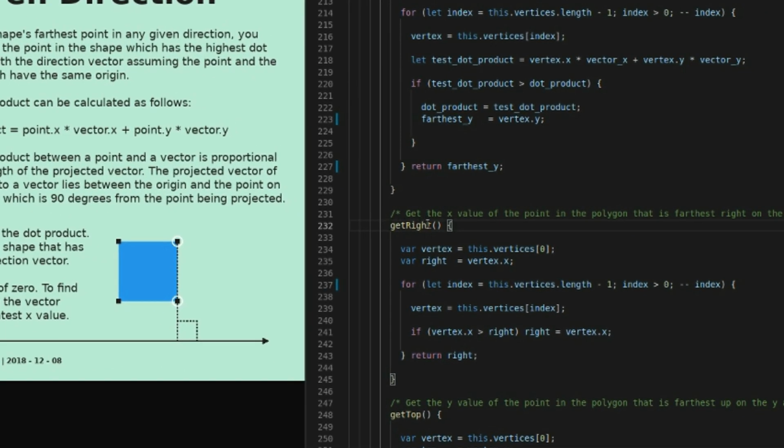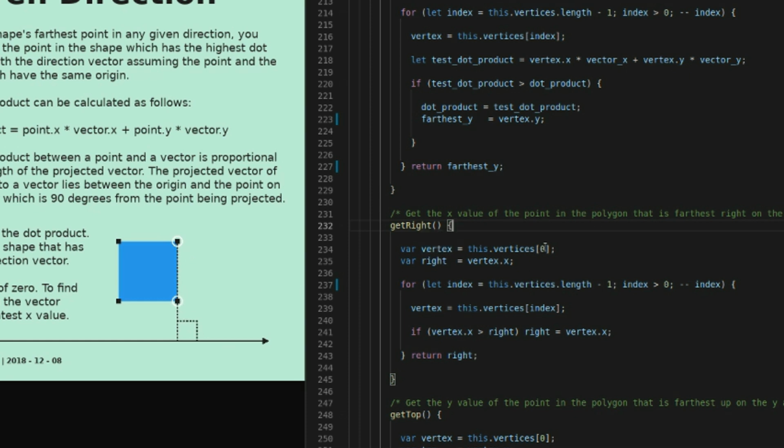So this function here is part of the Polygon class's prototype. It's a method in the prototype, and it gets the rightmost value, the rightmost x coordinate of all the points in a given polygon. So let's use this polygon right here. We're going to test to see what the farthest right point is, or what the x value of the farthest right point is. So we start out by getting a vertex.